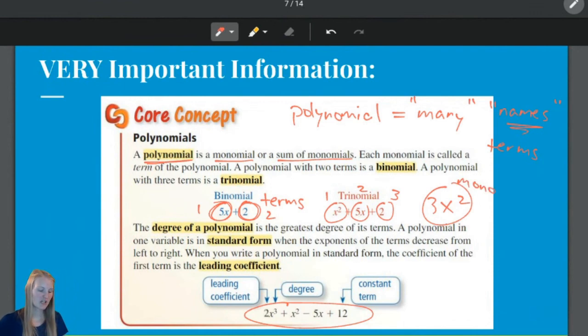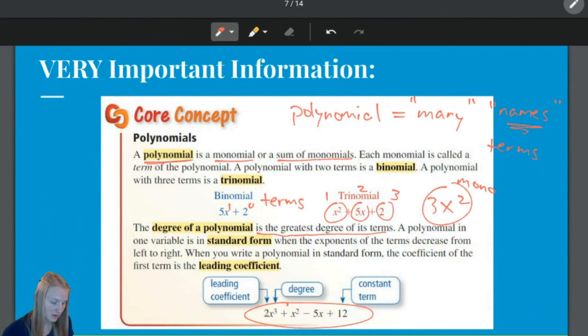Okay, so the degree of a polynomial is the greatest degree of its terms. I'm reading right down here. The degree of a polynomial is the greatest degree of its terms. So if we look at this binomial, 2 has a degree of 0, and 5x has a degree of 1. The greater degree, or the bigger degree, is 1. So the degree of the entire polynomial is 1. Okay. We're going to talk more about that later, so don't worry.